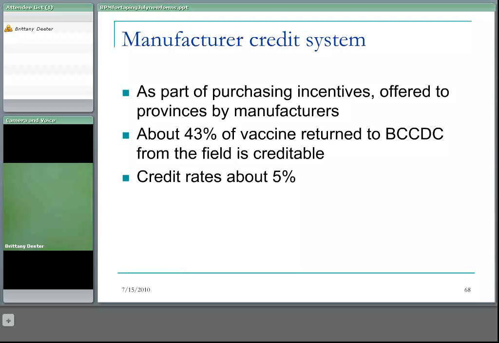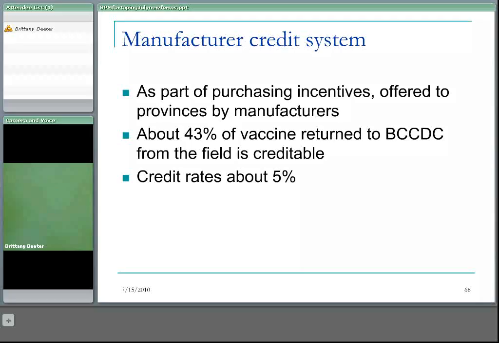So as part of purchasing incentives, to get provinces to purchase their vaccine rather than someone else's, often manufacturer credits can be offered to the provinces by manufacturers. So they say, you think you might use 100 doses of influenza, but there's some potential that you might use up to 125. So why don't we offer you a 10% or 5%? The percentage obviously would vary wildly. We offer you a bit of a credit system so that if you do accidentally order at the higher end, if you do accidentally order too much, then we'll take that back and give you your money back.